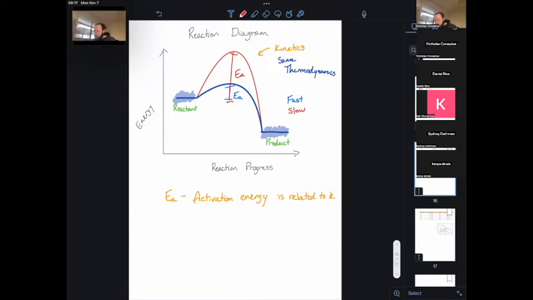It's because the height of that barrier corresponds to the kinetics of the reaction, right? The energy that has to be overcome in order to get from products to reactants.